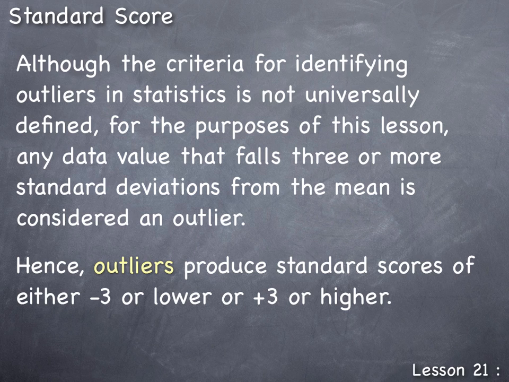So outliers are unusual because they do fall outside of the +2 or -2 range. It's just that we classify these unusually unusual data values that go even beyond the +2 and -2 to the extreme of beyond +3 or higher or -3 or lower. We classify those unusual values as outliers.